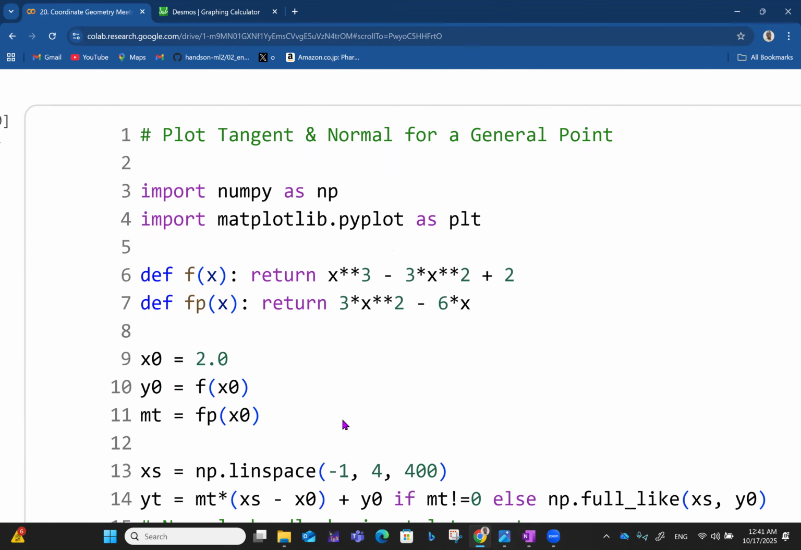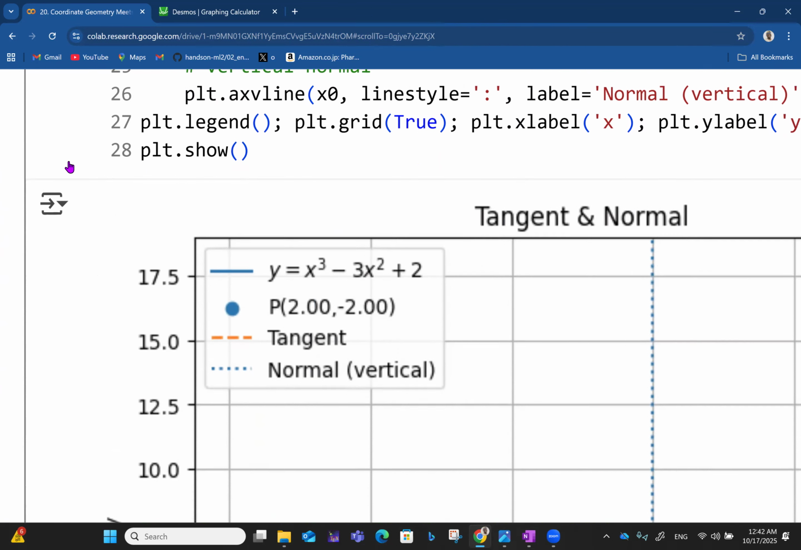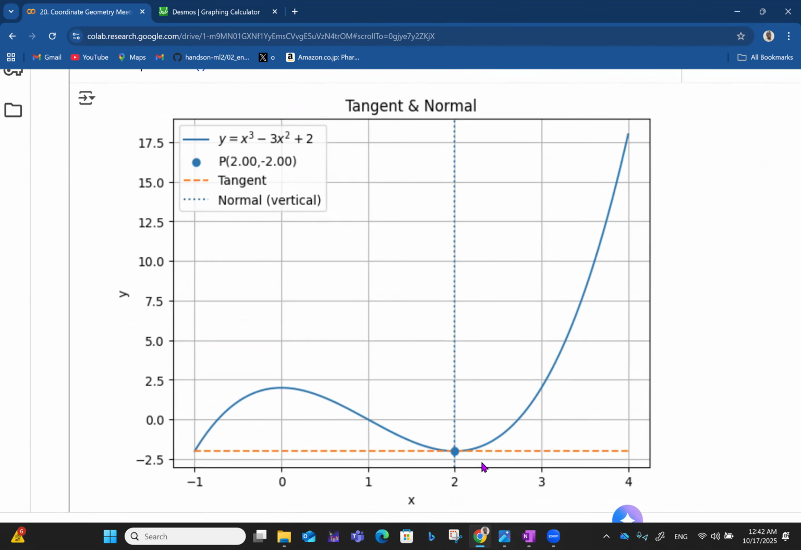Now we can plot the tangent and normal for a general point using the same thing we did there. You can check out the code doing all of that. At x equals 2, you see there's a kind of problem around here. It approaches it, but doesn't really get there. This point P is 2 comma minus 2, and we have the tangent, which is in orange.